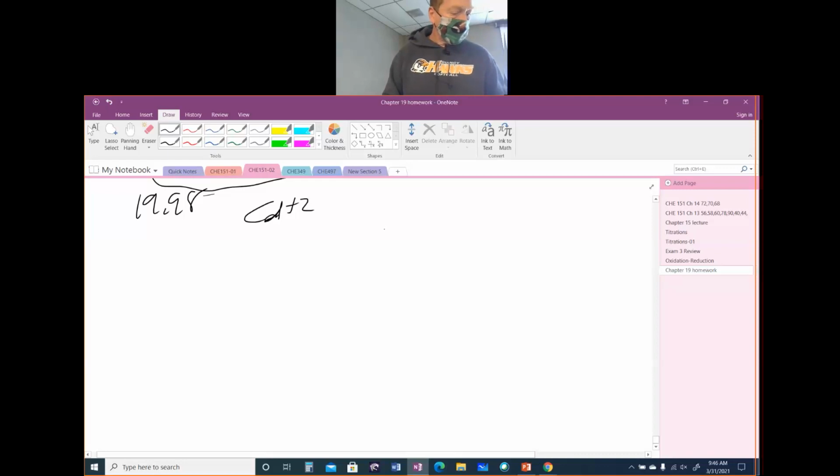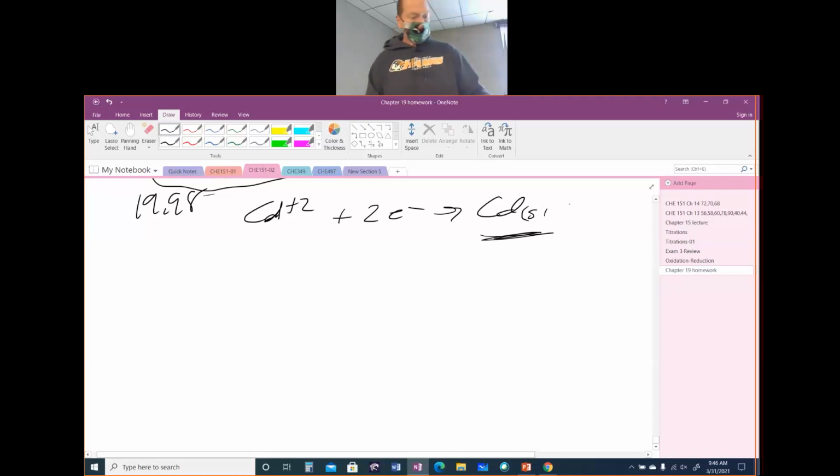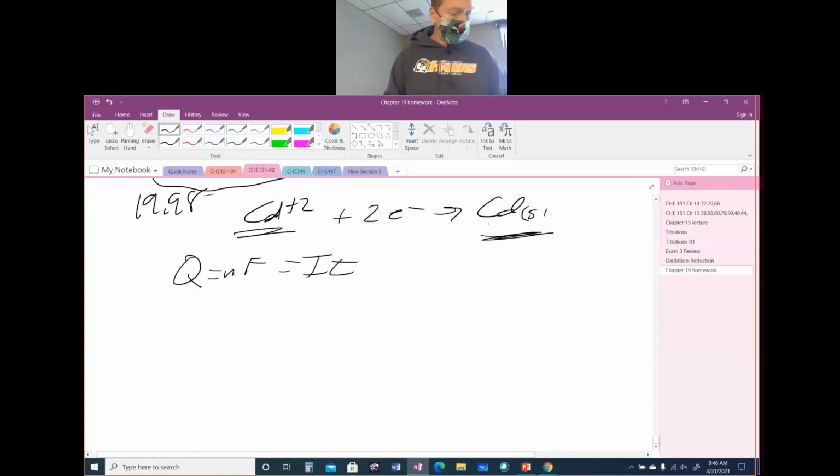All right, and so what's happening is our cadmium plus 2 is being reduced to cadmium solid. So the question is how many grams of cadmium solid from an aqueous solution of cadmium plus 2. All right, and so you know that this is a Q is equal to NF and IT question because they say that 1.75 amps. So they give us I. Anytime you have amps in your question, you're using these equations.